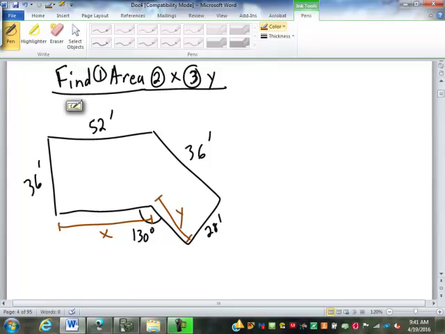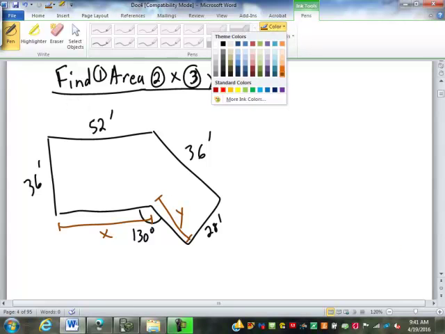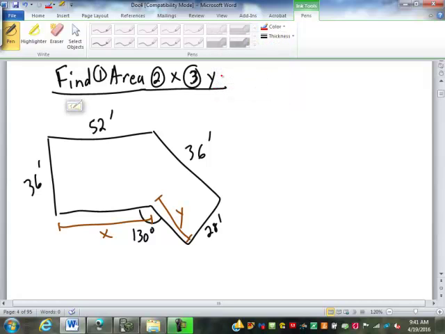Okay, so let's get started. What would be the first thing we would do here? Okay, how would we cut it? 90 degrees. So we're going to cut it 90 degrees here, and then 90 degrees here.